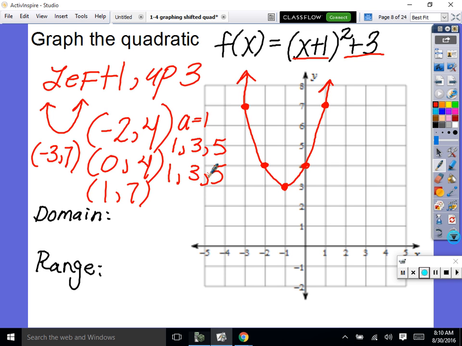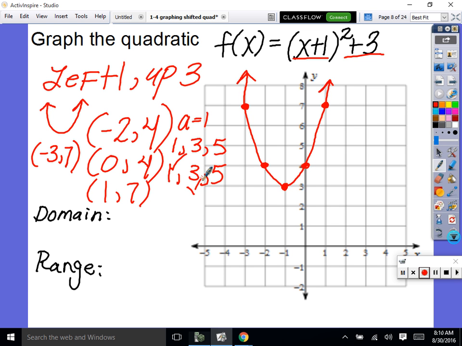Then you always go over 1, up those values. Over 1, up that value. Over 1, up that value. So look, from here, I'm going over 1, up 1. Then I'm going over 1, up 1, 2, 3. Do you see that? Over 1, and I go up 5. Ding, ding, ding. Okay, we're all good. Oh, I'm sweating because I'm nervous that you guys aren't getting this. Are we all good? Okay, domain and range.